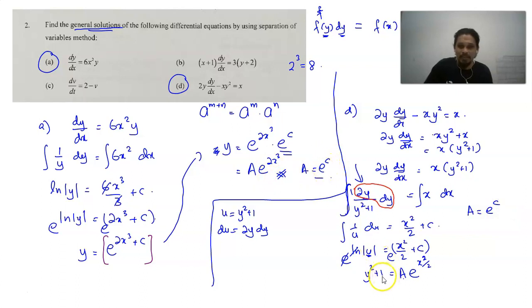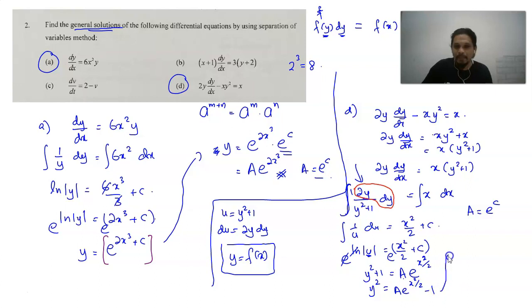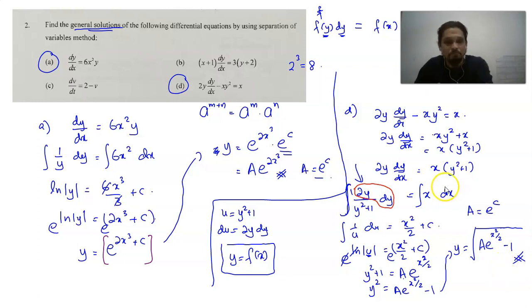We want the final answer in the form of y equals f(x). So we try to form y equals f(x). Then y squared equals a e to the power of x squared divided by 2 minus 1, and finally y equals the square root of a e to the power of x squared divided by 2 minus 1. There you go. So that's the solution for question number 2.